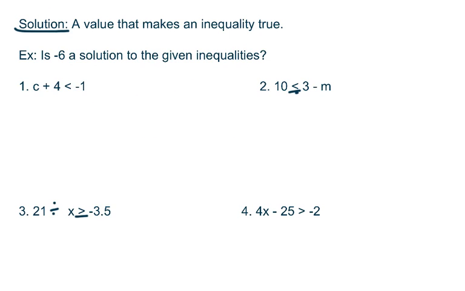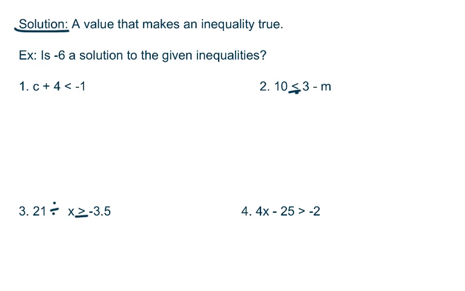We got a vocabulary term here, solution. Solution is simply a value that makes an inequality true. Okay, does that mean you're going to have the same number on both sides when you're done? Not necessarily, because we're talking inequalities. There's lots of different ways that we can make a true statement. Okay, so the question here for the example is, is negative 6 a solution to the given inequality?